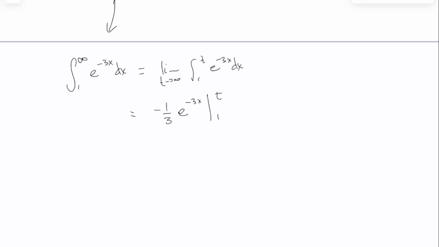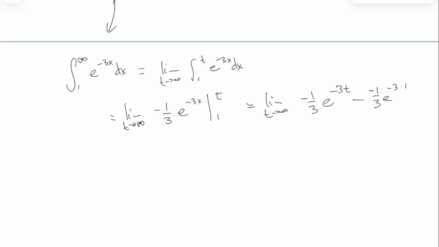I forgot my limit. Limit as t goes to infinity, right, like that. And then I plug them in. Limit as t goes to infinity of minus 1/3 e to the minus 3t minus minus 1/3 e to the minus 3 times 1.